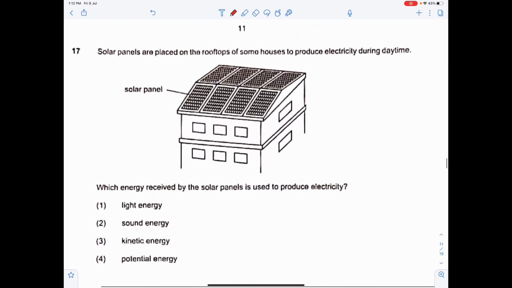Solar panels are placed on rooftops on some houses to produce electricity during daytime. So which energy received by solar panels is being used to produce electricity? Something very straightforward, it is actually light energy. The word solar would have told you that. Okay?